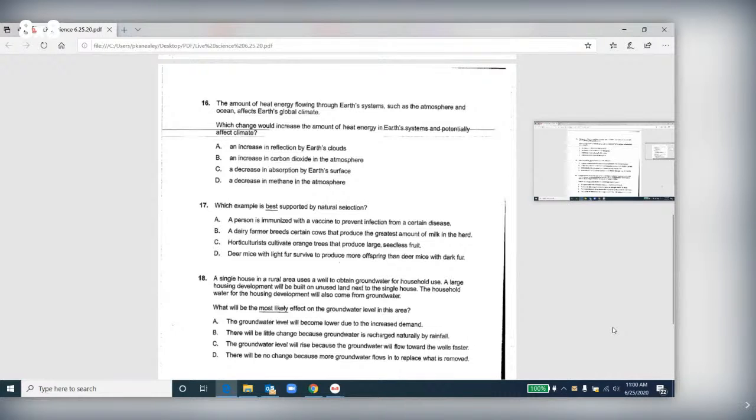So it says: A, an increase in the reflection by the Earth's clouds; B, an increase in the carbon dioxide in the atmosphere; C, a decrease in the absorption of the Earth's surface; D, a decrease in the methane in the atmosphere. Okay, so it's asking what change would increase the amount of heat energy in the Earth system, potentially affecting climate. So basically it's saying what's going to make it hotter, okay?